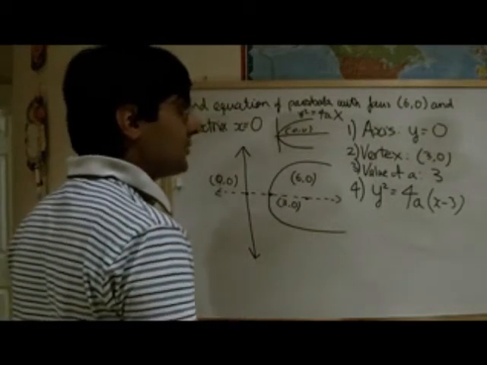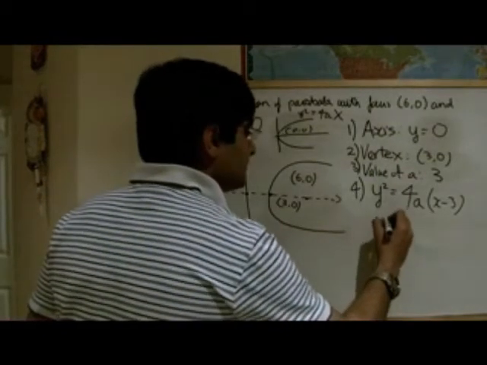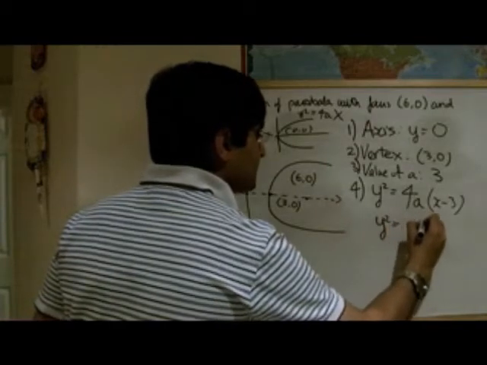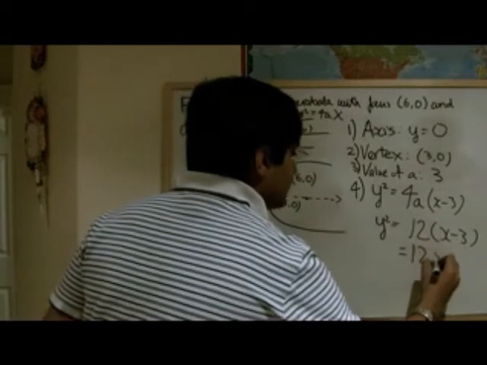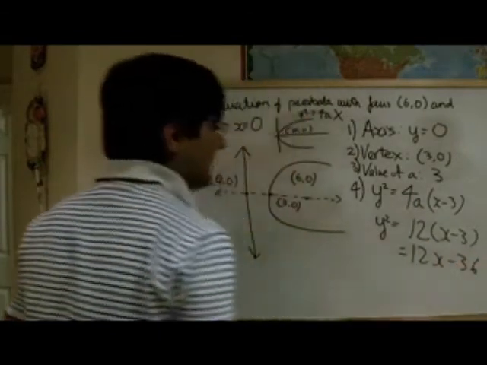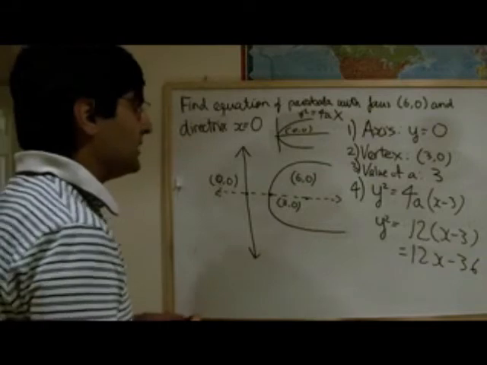We know the value of a is 3. So let's simplify this further. That's going to be 12 multiplied by (x minus 3), which is equal to 12x minus 36. And that's the equation of your parabola.